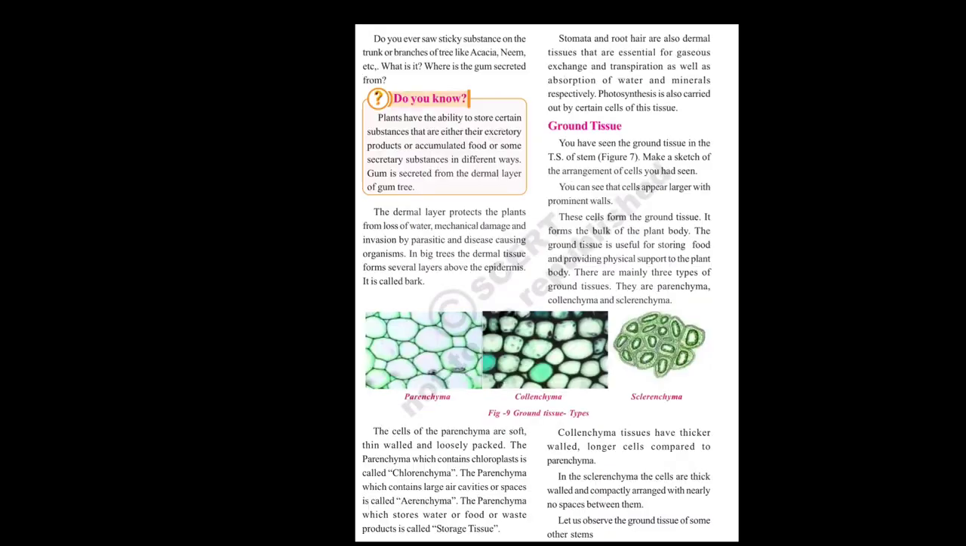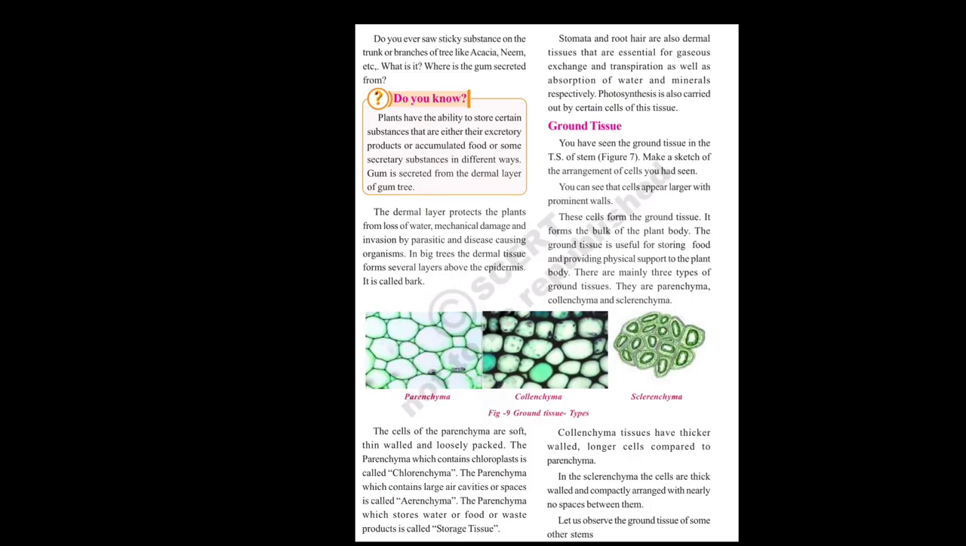Between these dermal cells, there are some tiny holes. Those holes are called stomata. Guarding each hole, there are two kidney-shaped cells. Those are called guard cells. The dermal layer protects the plants from loss of water, mechanical damage, and invasion of parasitic and disease-causing organisms. So what are the uses of dermal tissue here?